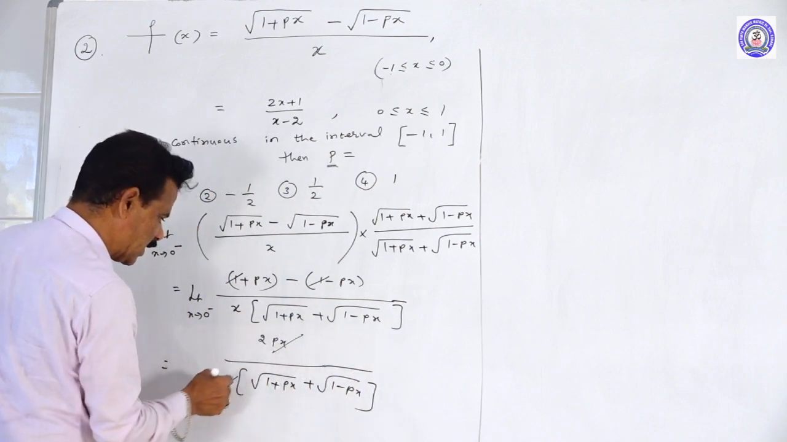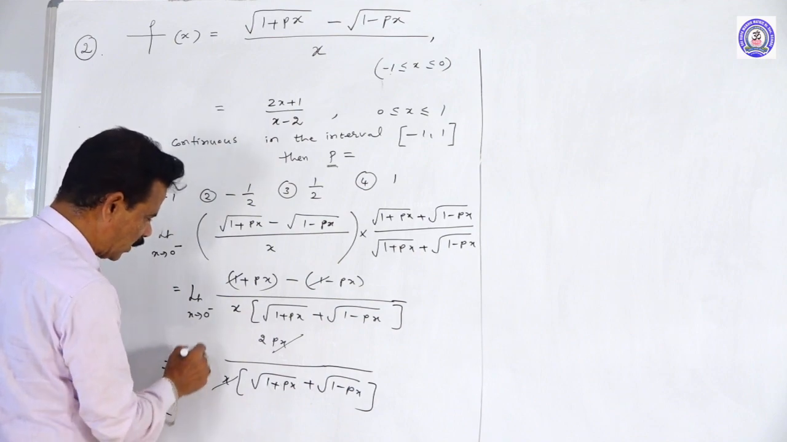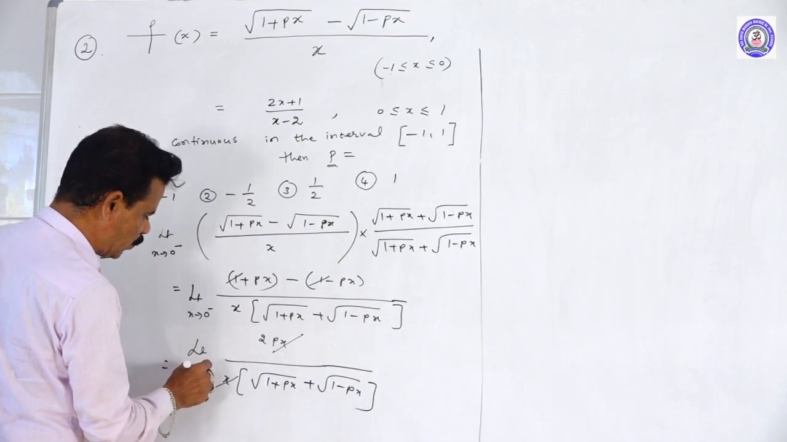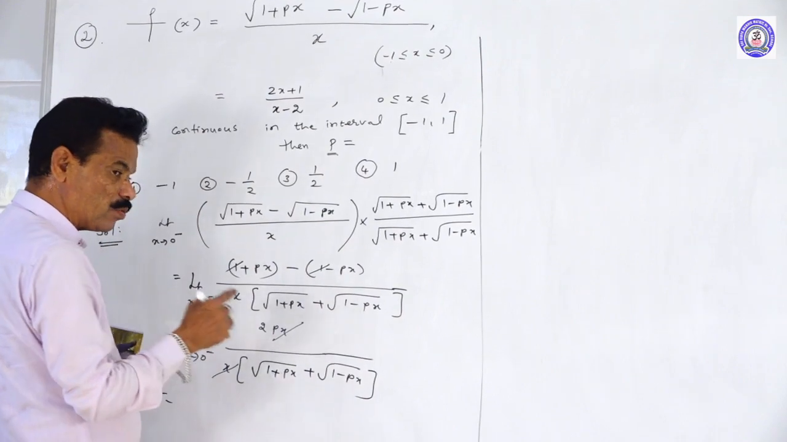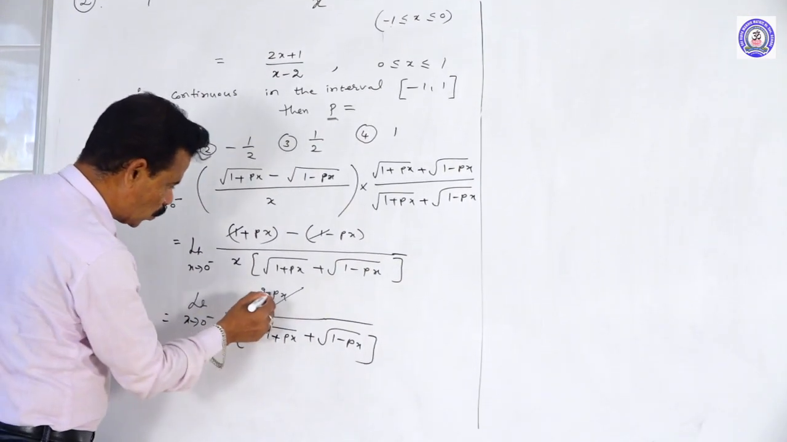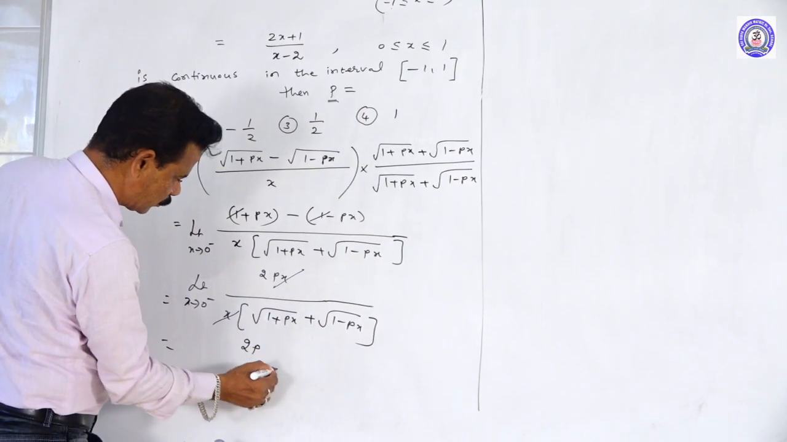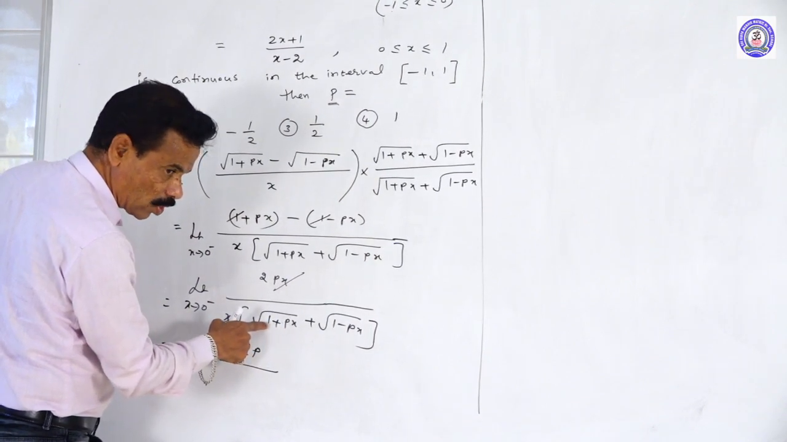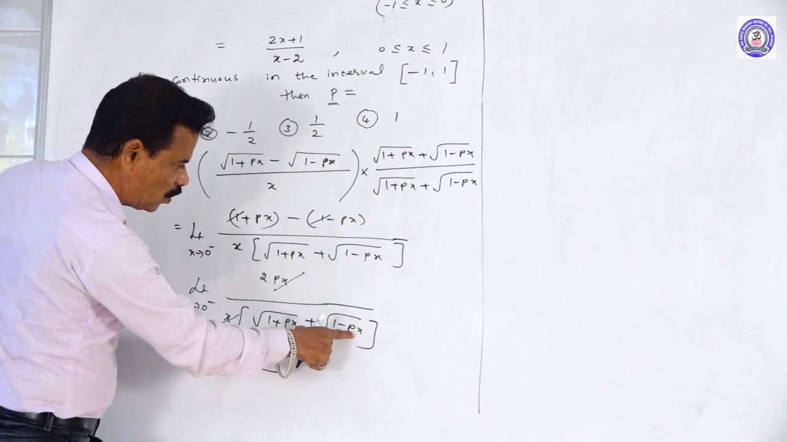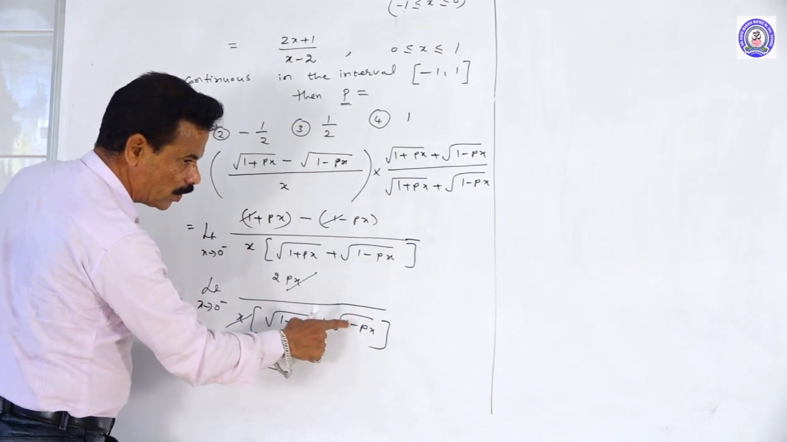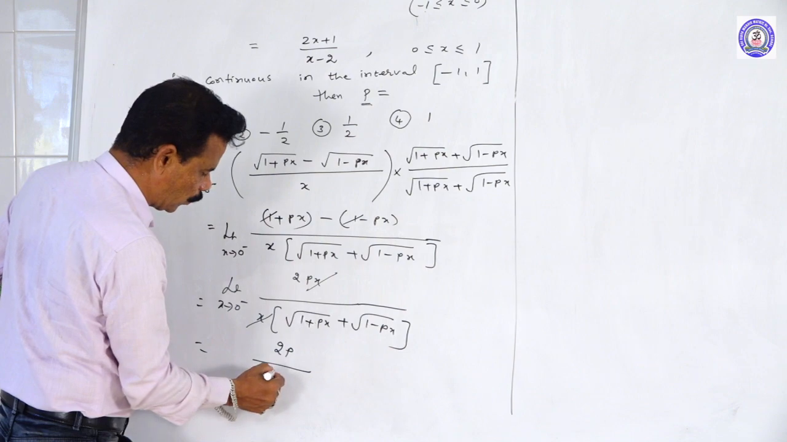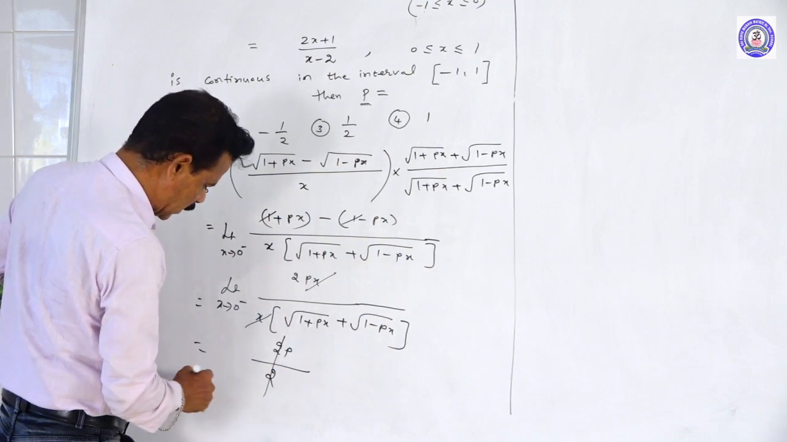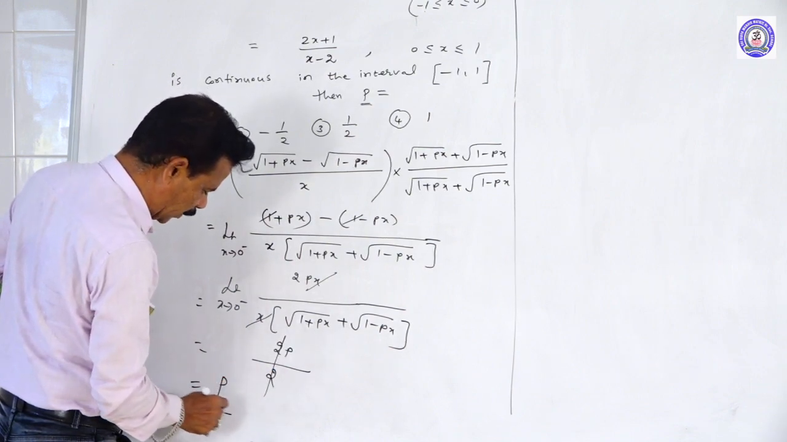Here x gets cancelled. After that, here also limit x tends to 0 minus. Now we substitute the 0 value. So 2p here, this is 0, px is 0, 1 only here, root of 1 means 1. Here also 0, 1 minus 0 is 1, 1 plus 1 is 2. So 2 cancelled, it is value p.